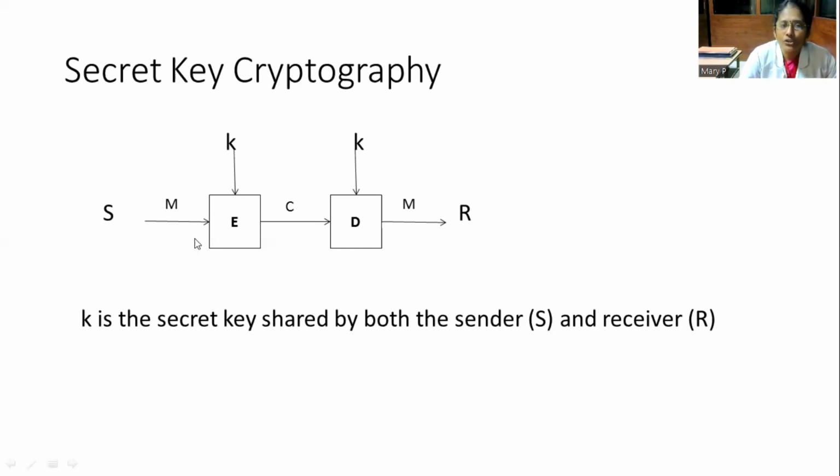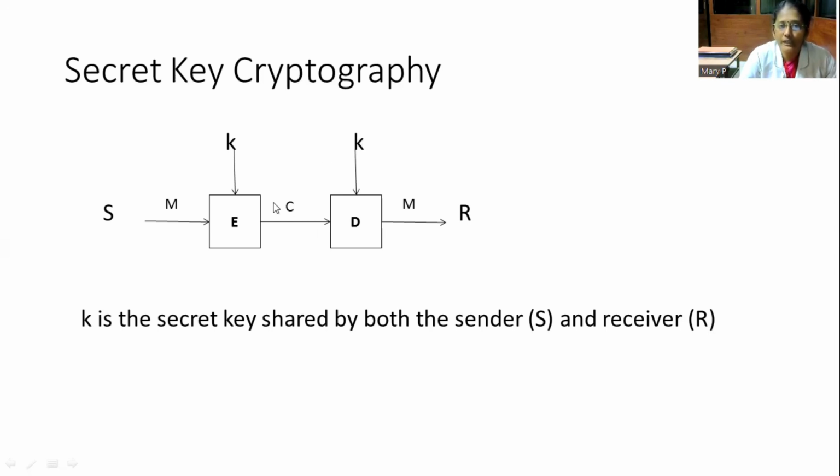The sender sends the original message to the encryption algorithm. This encryption algorithm receives another input as a key. So in this symmetric case, both the encryption and decryption algorithm use the same key. Now this encryption algorithm converts that original message into ciphertext using this key. Then at the receiver end, this ciphertext is passed to the decryption algorithm, and this algorithm also receives the same key.